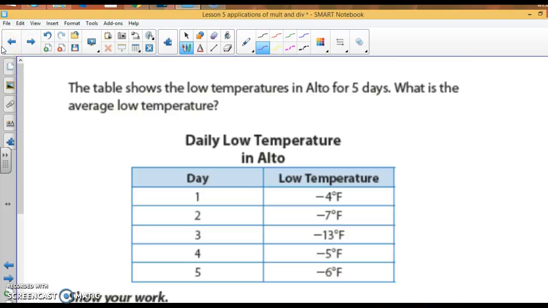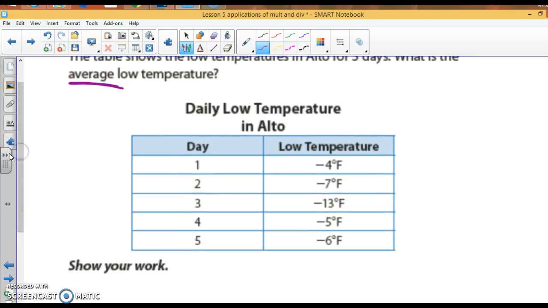This table shows low temperatures in Alto for 5 days. What is the average? How do you find an average or mean? That's another word. These are review terms. Mean or average. You need to add up or find the sum of all the given numbers and then divide that by however many numbers you have.